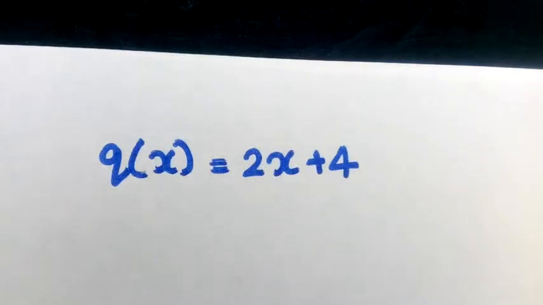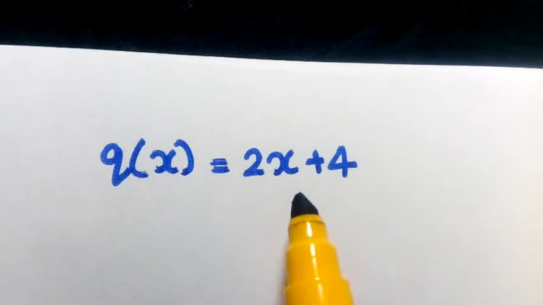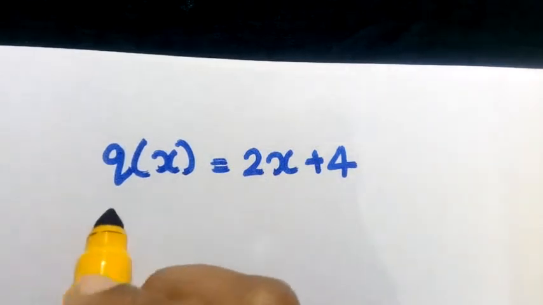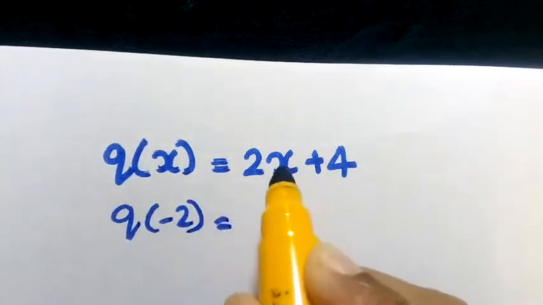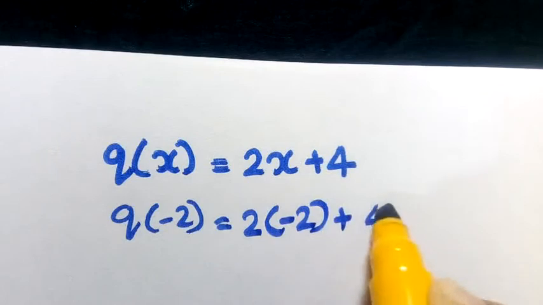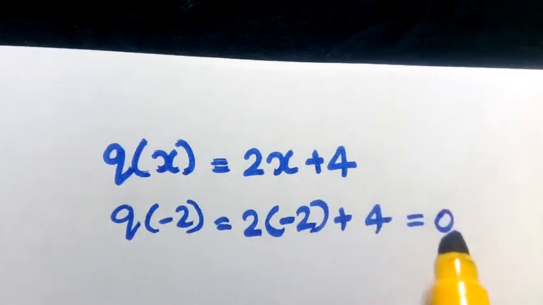Next we have the polynomial q of x is equal to 2x plus 4. We already got the value of x, that is the 0 of x plus 2. It is minus 2. Next we need to substitute the same value in q of x also. So q of minus 2 is equal to 2x, so 2 into minus 2 plus 4. 2 into minus 2 is minus 4. Minus 4 plus 4 is equal to 0.